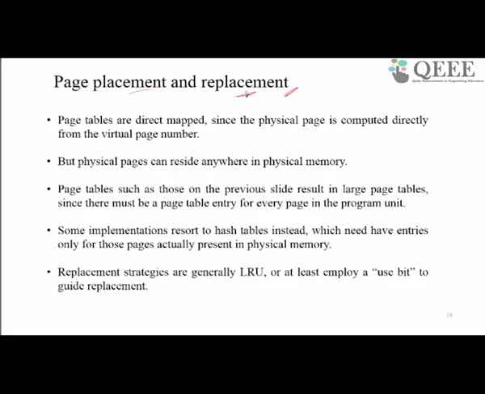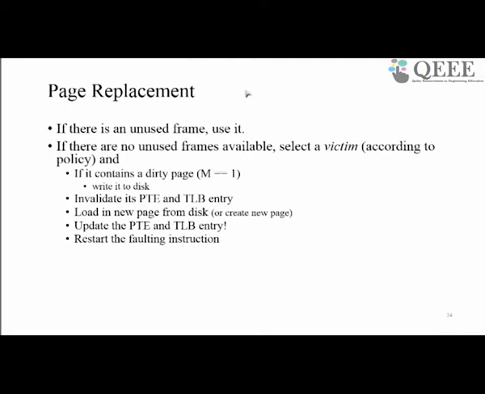Then there are replacement policies. Suppose a page has to be brought in and all page frames are occupied. We then choose one of the existing pages and use it for replacement. That is called the victim page. There are various page replacement techniques that can be used. If there is an unused frame, you use it. If no unused frame is available, select a victim frame using a replacement policy.